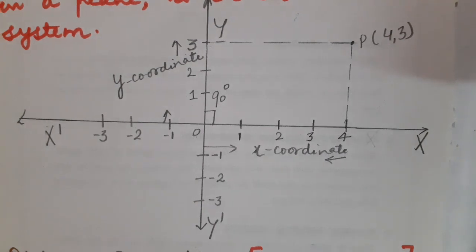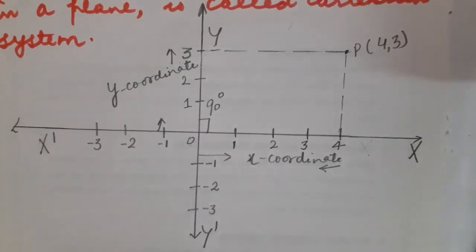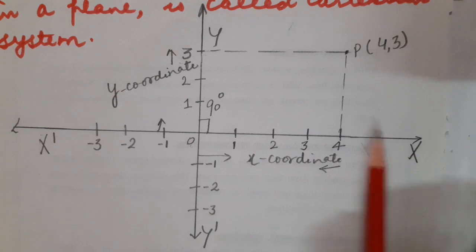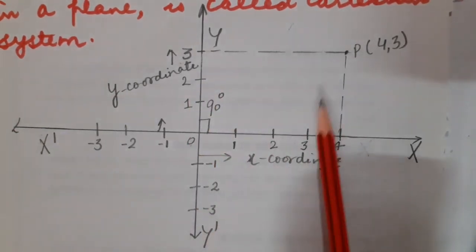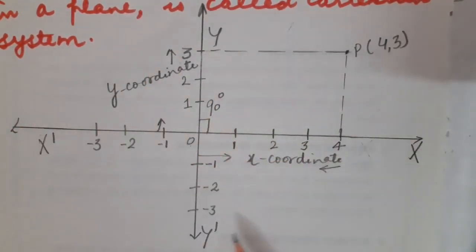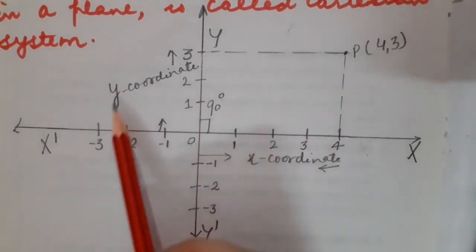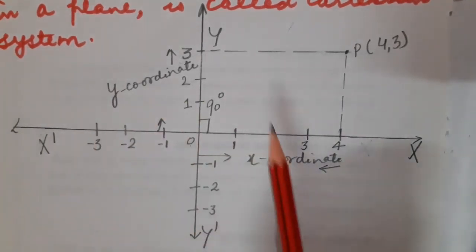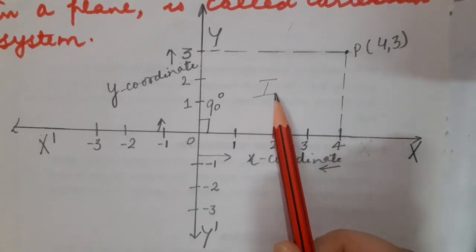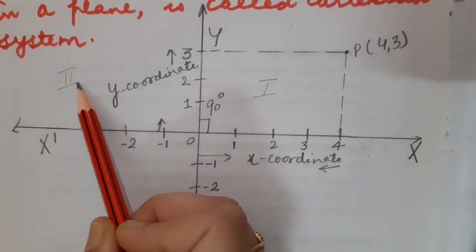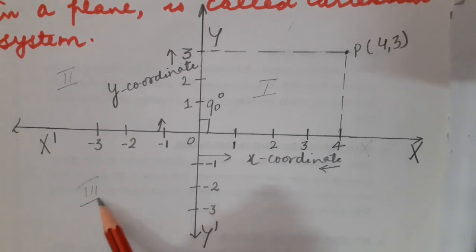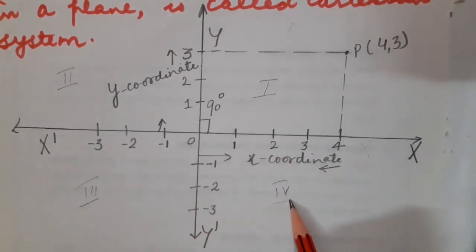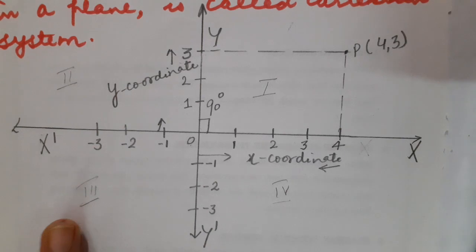Fine, students. Now the next concept which I am going to take is, what do you mean by quadrant? Children, always remember one thing, the intersection of x and y axis is going to divide the complete plane into 4 parts. Each part is known as a quadrant. So this is quadrant number 1, first quadrant. This is quadrant number 2, second quadrant. This is quadrant number 3, and of course the last one is quadrant number 4. Sorry, this is quadrant number 3 and this is quadrant number 4.